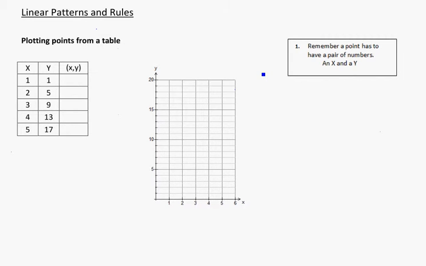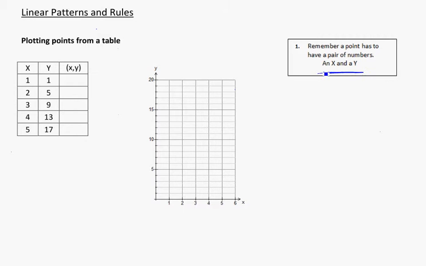Linear patterns and rules. So we've just looked at how to plot coordinates onto an xy space, or into a two-dimensional plane. And the next thing that we're going to look at is being able to use that idea of finding particular points within the space, using our coordinates, to be able to communicate a pattern or a rule in a visual form.